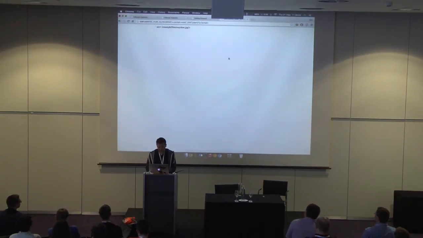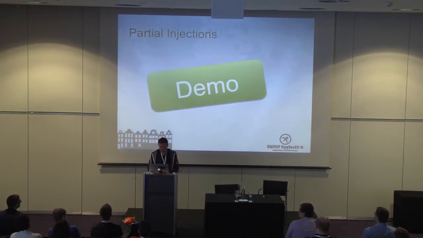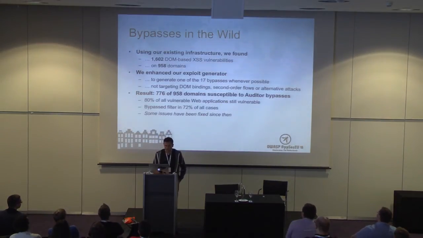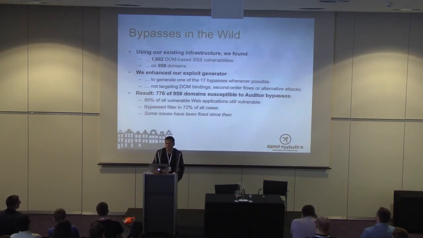Okay, so let's switch back to the presentation to hurry a bit. So we saw demos. What we did is we had 17 different exploits for the XSS auditor. And we had this taint tracking engine, which is automatically capable of generating exploits and finding vulnerabilities. So we adapted our exploit generator to generate bypasses. So it's automatically capable of generating those bypasses, and we then evaluated how often these situations are present that we found, and how often we can exploit them.